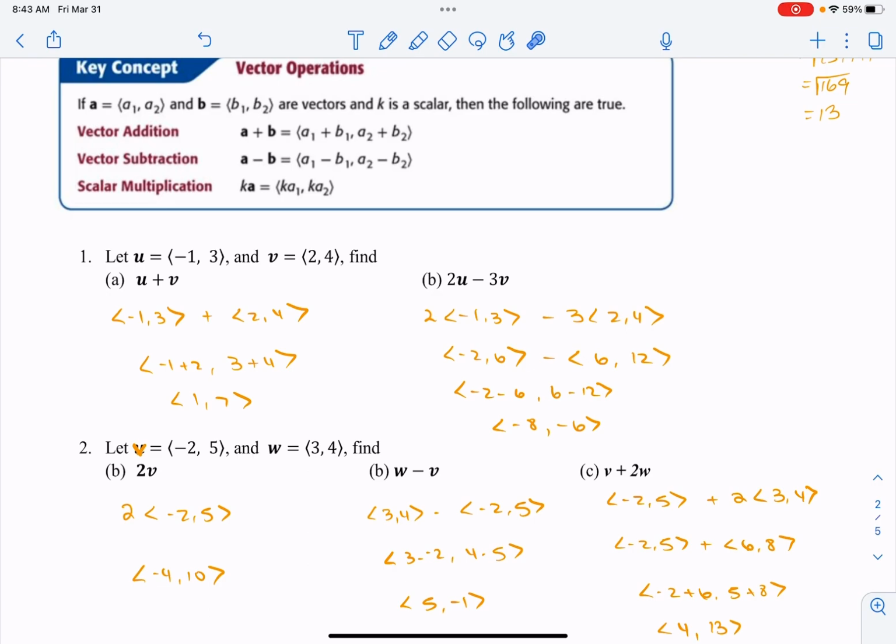So notice here it says u plus v. So this is my u plus my v. So I'm going to add my corresponding parts. So -1 plus 2, comma 3 plus 4. So it's 1, 7. The next one, notice you're multiplying by a number. So I'm going to distribute that 2. So we get -2, 6 as a vector. Minus, I'm going to keep it as a minus. I'm only going to distribute the 3. So I get 6, 12. And now we do the operation. So -2 minus 6, 6 minus 12. And we get -8, -6 as our new vector.